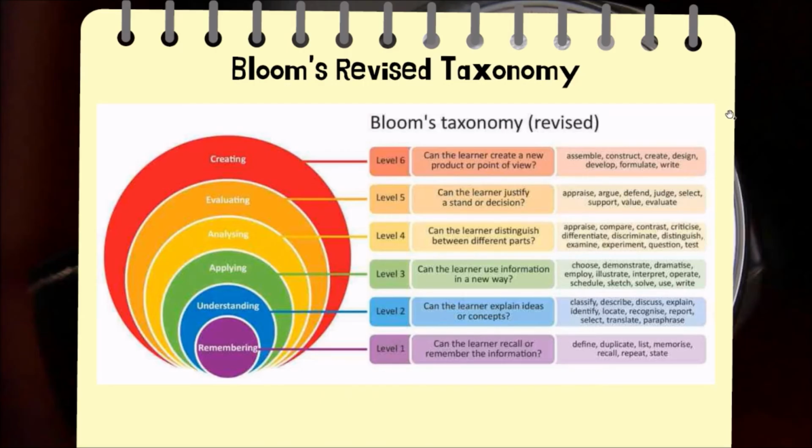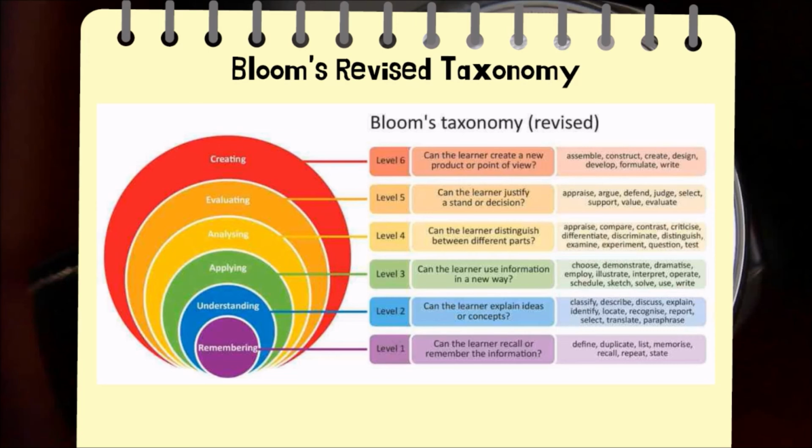So let's talk about the 6 levels of Bloom's taxonomy. Level 1, remembering. Can the learner recall the information? So this is where you may define, duplicate, list, memorize, recall. Level 2, understanding. Can the learner explain the ideas or concepts? So can they describe the math formula? Can they describe the steps to the Pythagorean theorem? Can they describe the steps that led to the Civil War?